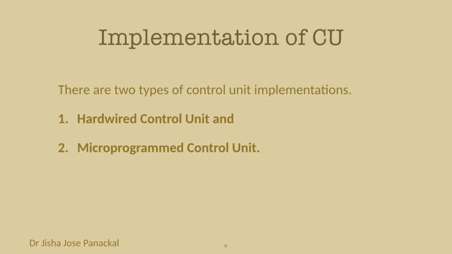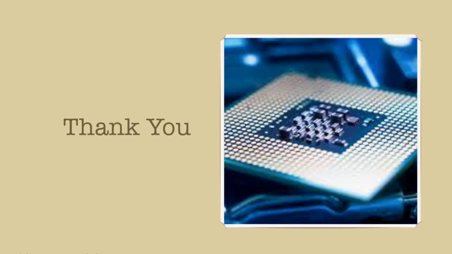The control unit can be implemented in various ways. There are two types of control unit implementations: one is the hardwired control unit and the other is the microprogrammed control unit. We will discuss in detail these two types of implementations in the next session. I hope you understand the basic concepts regarding the control unit. The topic will be over only after we study the control unit implementation.